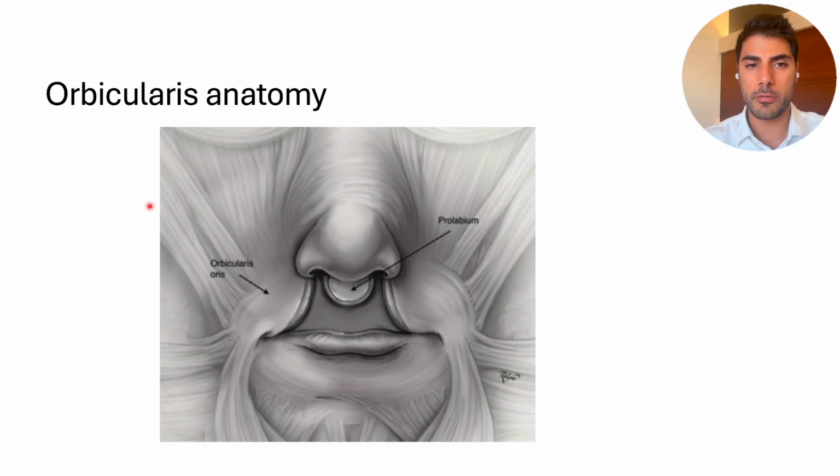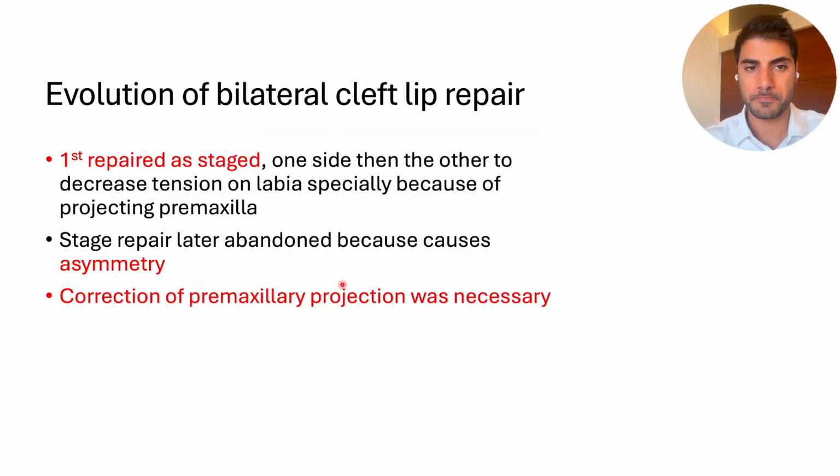As for the anatomy of the orbicularis muscle in the complete, it's the same as we have on the cleft side or the lateral side of the incomplete. So basically we have bilateral attachment of the orbicularis oris muscle to the piriform aperture and to the lateral crus of the nose. And as you can see here, the prolabium is devoid of any orbicularis muscle.